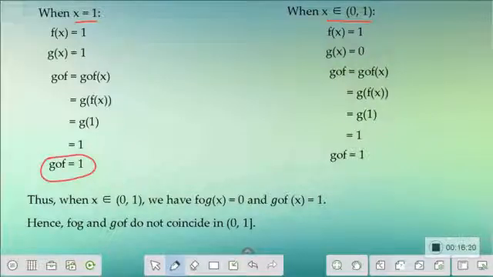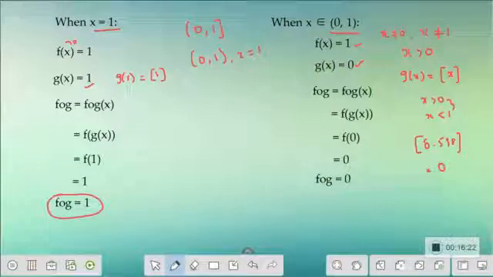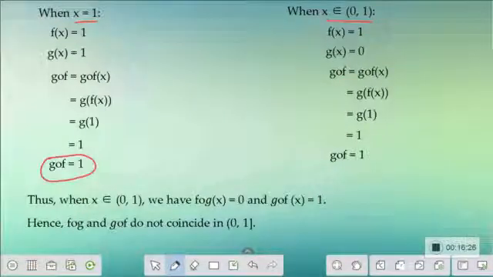Now you can check back. Your f composite g when x equal to 1 is also 1. Your g composite f when x equal to 1 is also 1. So at 1, both these values coincide. Now let's check the same thing when x belongs to the open interval 0, 1. Now as we know, f of x takes a value 1 and g of x takes a value 0 when x is lying in the open interval 0, 1.